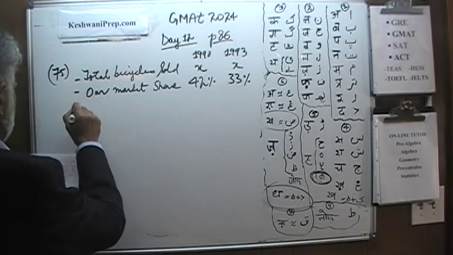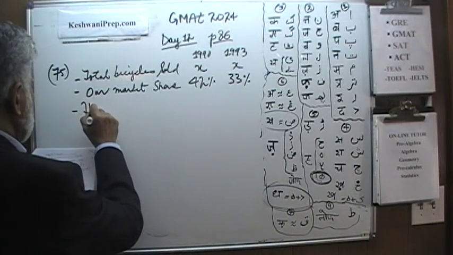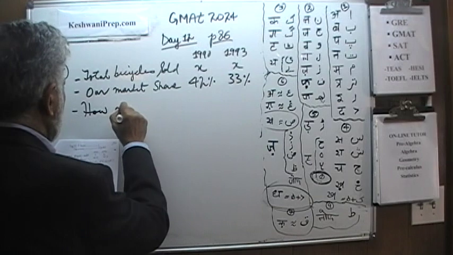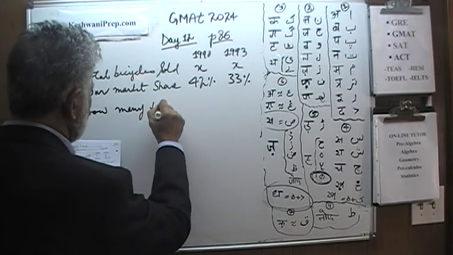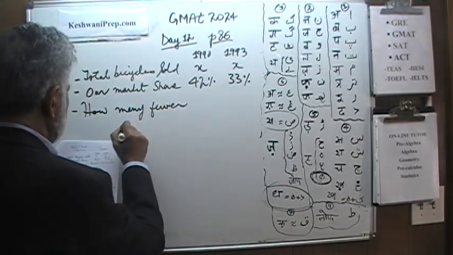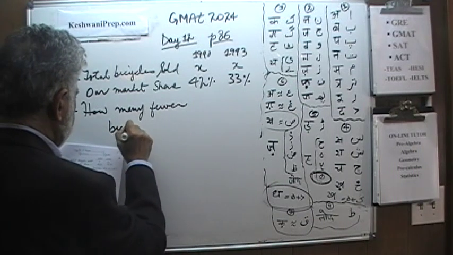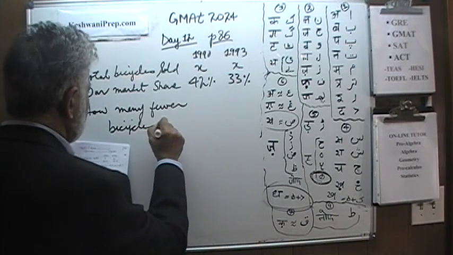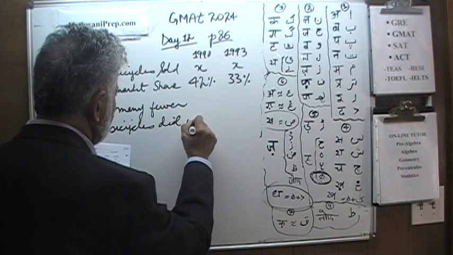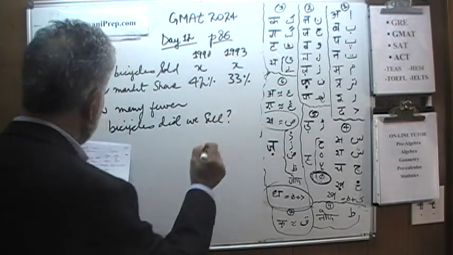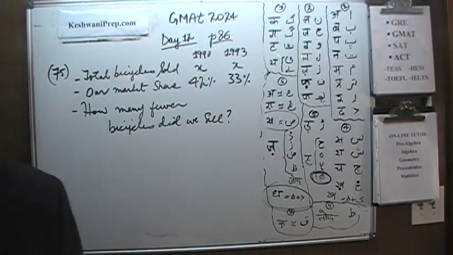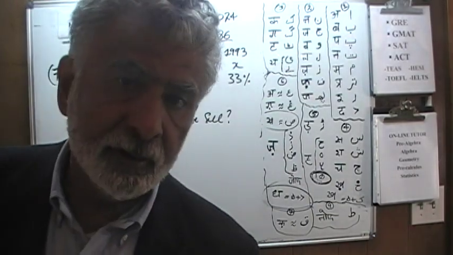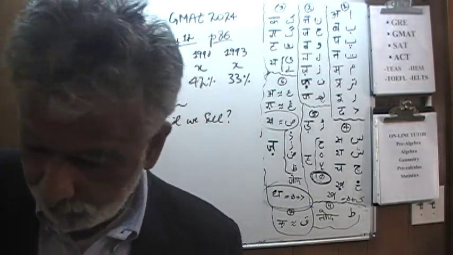Here's the question. How many fewer bicycles did we sell in 93 compared to 1990? Go ahead, do it yourself, pause the video.